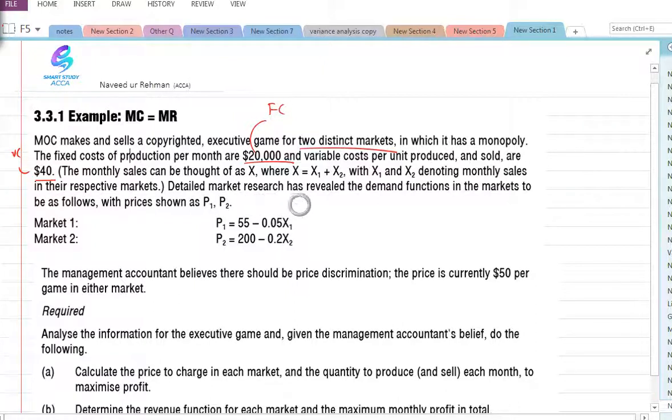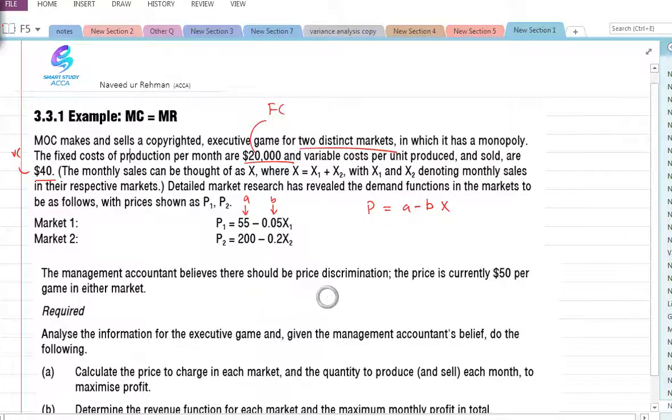Detailed market research has revealed the demand function in the market to be as follows. So we are given the demand function. Remember, we actually wrote it like this, right? But instead of Q, sometimes it can be written like this also, X, okay? So this is A, 55 and 200 for the first and the second market. And this is B, 0.05 and 0.2 for the first and the second market.